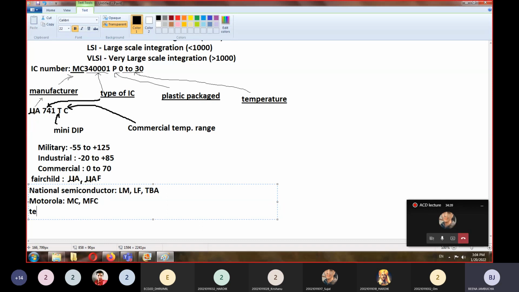Then if it is manufactured by Texas Instruments, then SN1. If it is Burr Brown, it will start from BB. So from the starting of the name of the IC, you can find out which manufacturer has designed and fabricated it. After that comes the number of the IC.